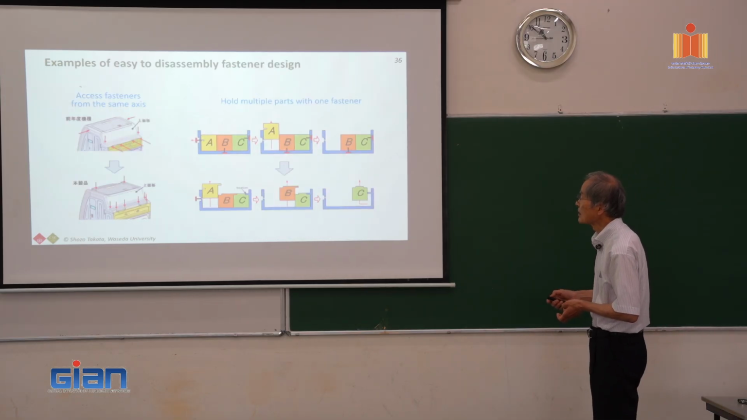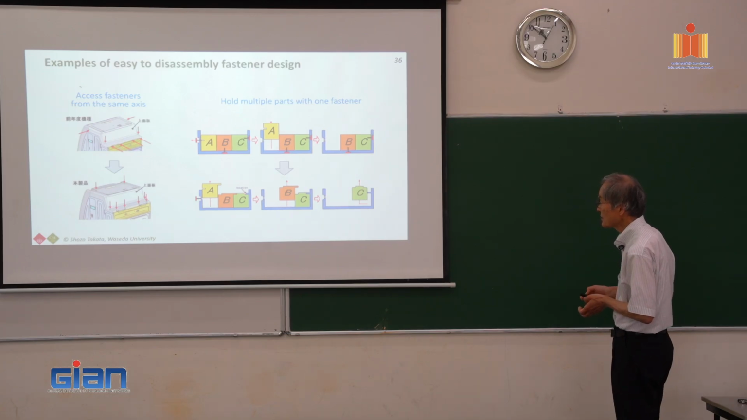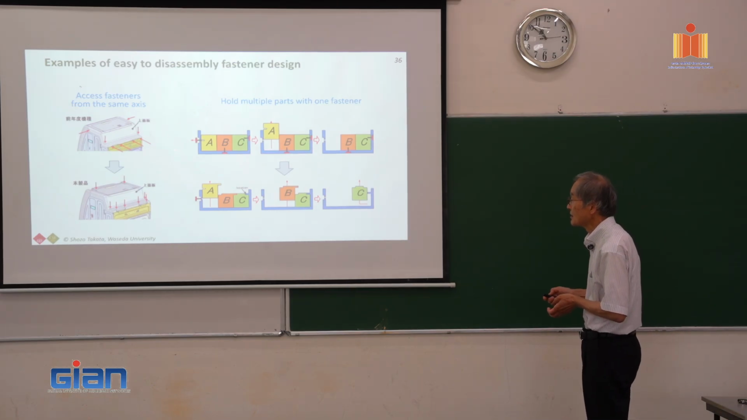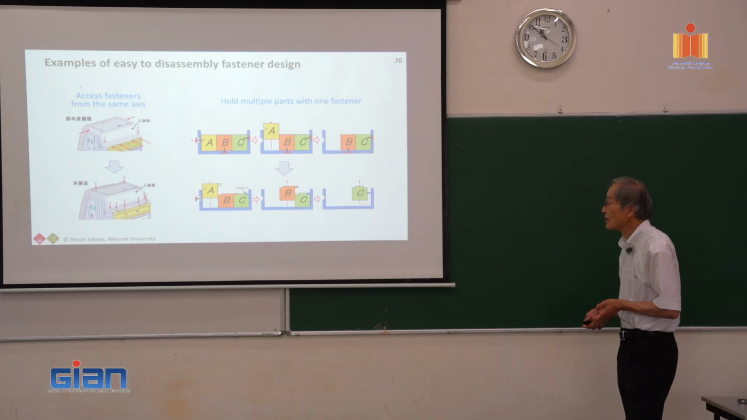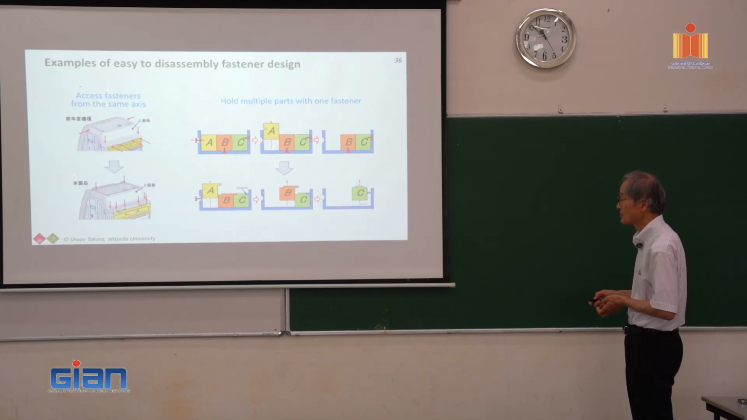And this is an example of reducing the number of fasteners. In this case, you need 3 fasteners or screws. But if you change the shape like this one, you need only 1. Or this is the case of unifying the direction of the screws. So this is also an example of easy to disassemble design.